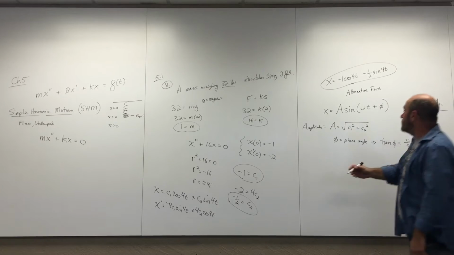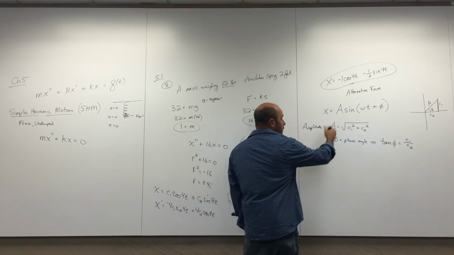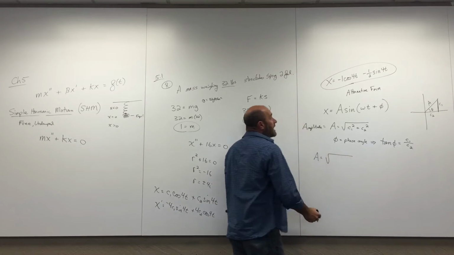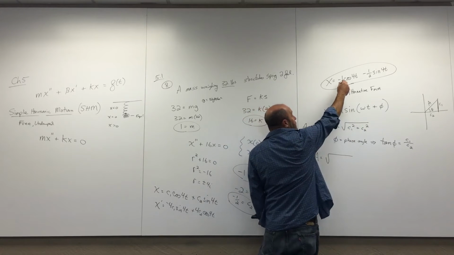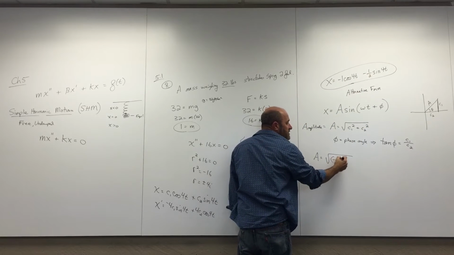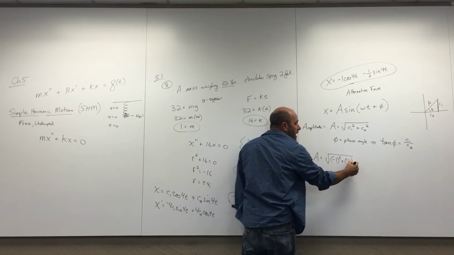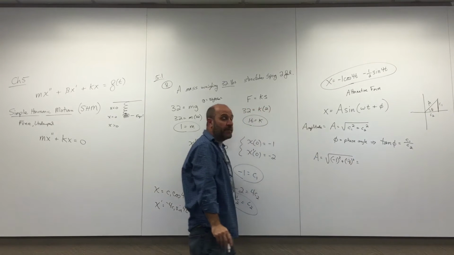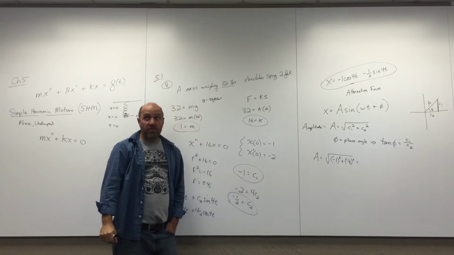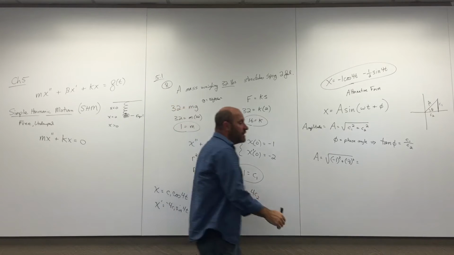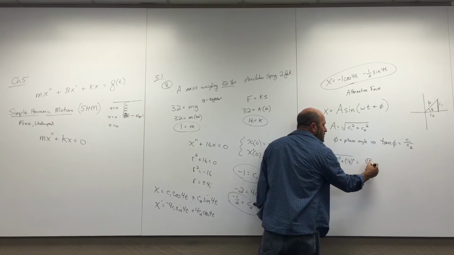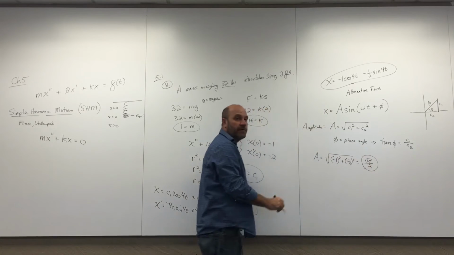Here we go. I want to put this in the alternative form, so I want to calculate A. What's my C1 and C2? My C1 is -1, and my C2 is -1/2. So this is the square root of (-1) squared plus (-1/2) squared. This is my amplitude. 1 plus 1/4 is 5/4. The square root of 5/4, how about the square root of 5 over 2? That's my amplitude.